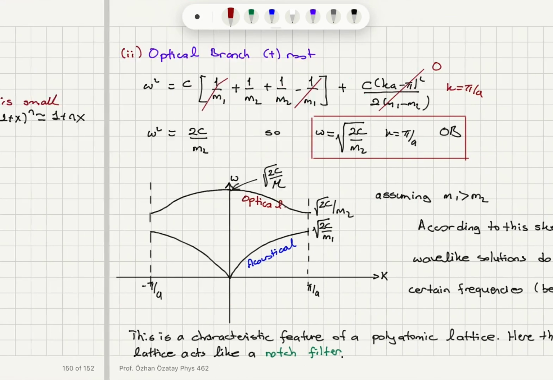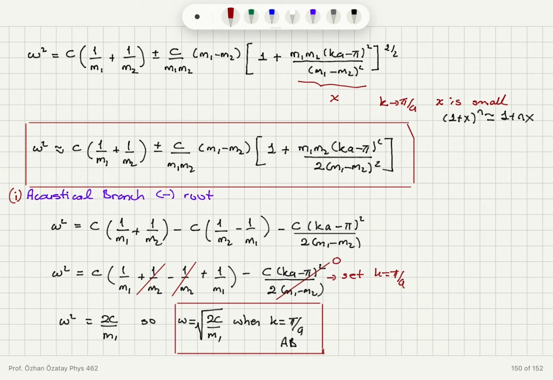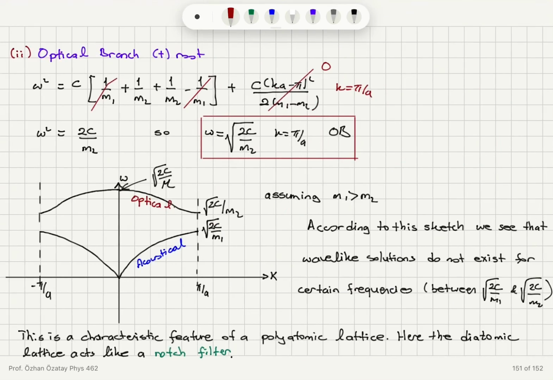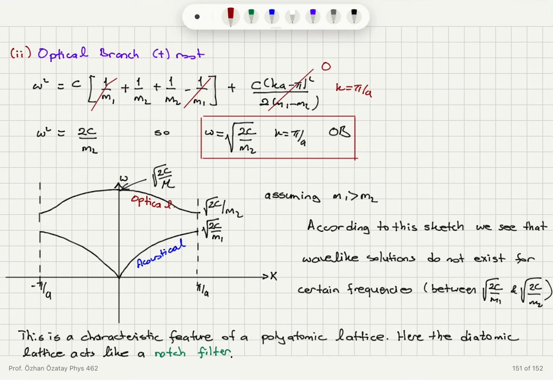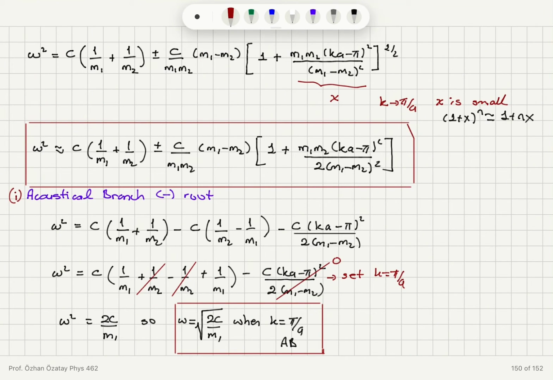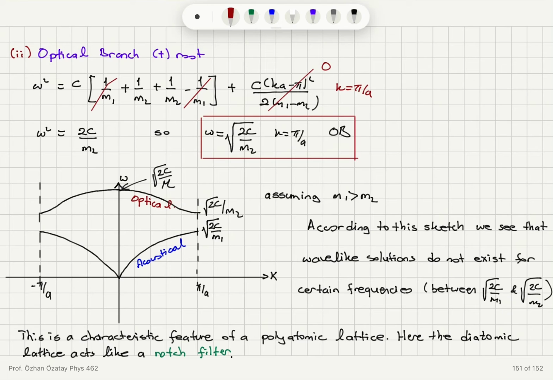For the optical branch, I take the positive root, so c times (1 over m1 plus 1 over m2). Inside the c parentheses I will have, instead of minus 1 over m2 plus 1 over m2, plus 1 over m1 minus 1 over m1, and the second term will become a plus c (ka minus pi) squared over 2 (m1 minus m2). k equals pi over a makes the second term 0, the 1 over m1s cancel, and omega squared becomes 2c over m2, or omega is the square root of 2c over m2. So the optical branch gives me, at k equals pi over a, the square root of 2c over m2.